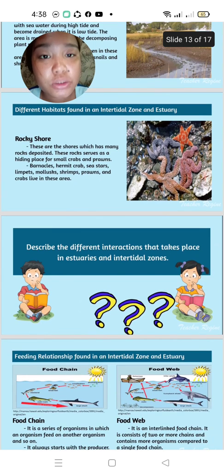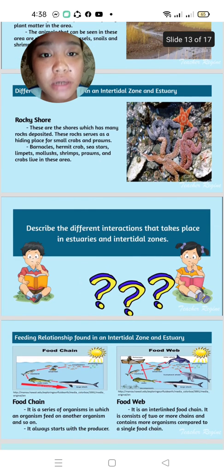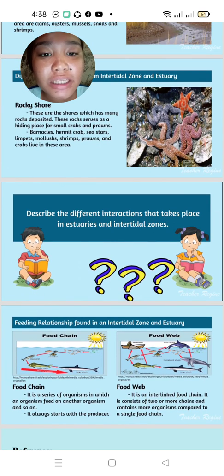Next is the rocky shore. These are shores which have many rocks deposited. These rocks serve as a hiding place for small crabs and prawns. Barnacles, hermit crabs, sea stars, limpets, mollusks, shrimps, prawns, and crabs live in this area.